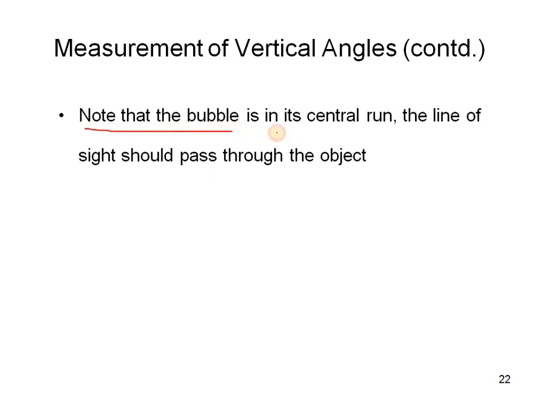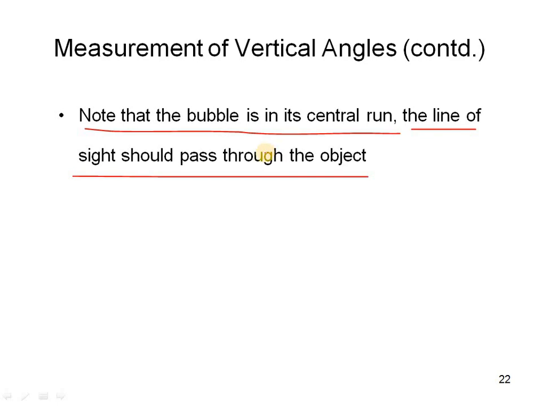And note that when the bubble is in its central run, the line of sight should pass through the object. So the main concept here is that when the bubble tube is in the central run, the line of sight should pass through the object. The line of sight is nothing but the center axis of the crosshairs, which should pass through the object glass and bisect the object.